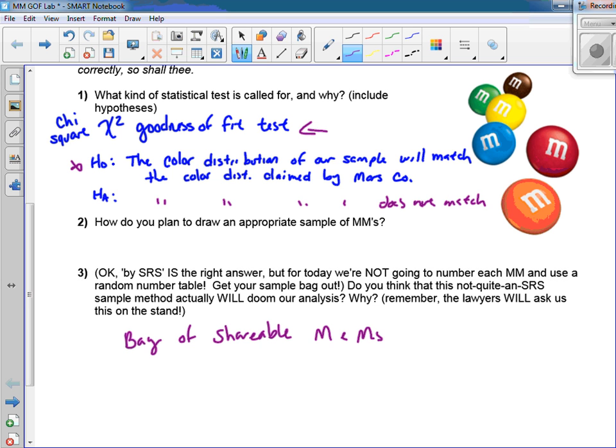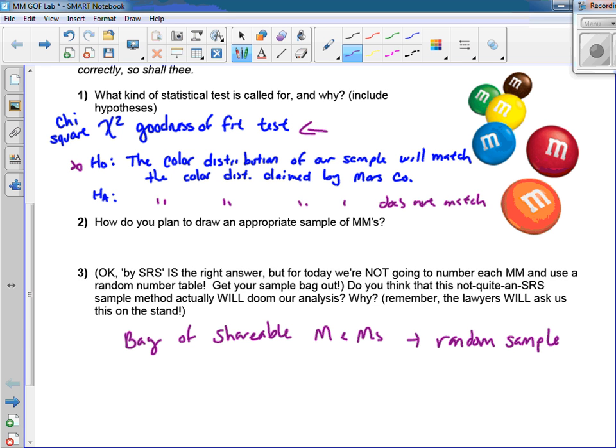Do you think using a bag of shareable M&Ms is going to work for our analysis? Do you think it's random? Well, according to Mars Company, the distribution of color should be the same no matter what, right? So I would assume this is a random sample. But we will see.